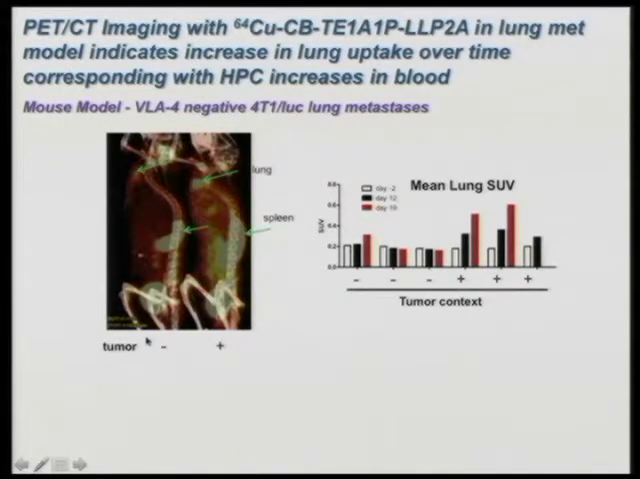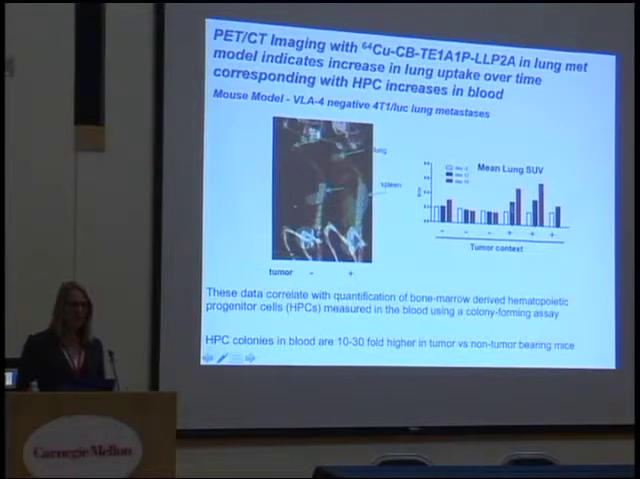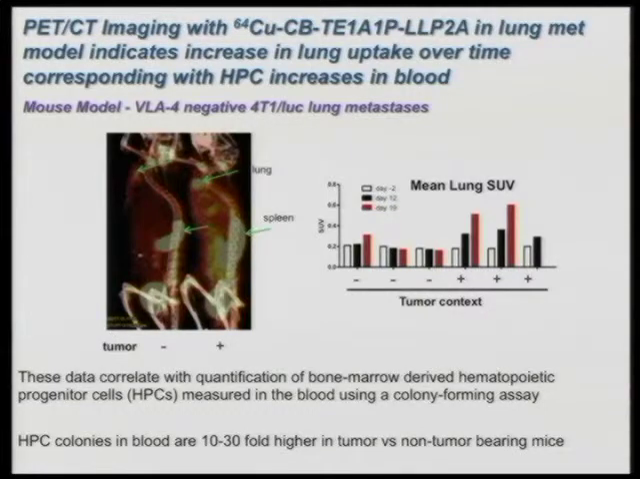This is a different metastatic model. It's another breast cancer model, with mouse mammary tumor cells that we inject in the tail vein. They metastasize to the lung. This particular cell line, 4T1, is VLA4 negative, and we're seeing increases again over time. We imaged before tumor and then at 2 points after we injected the tumor cells. The tumor-naive mice do not change, and we see significant increases in the lung SUV. This correlates as well with hematopoietic progenitor cells that are circulating in the blood. And there's a colony-forming assay that we did to correlate this.